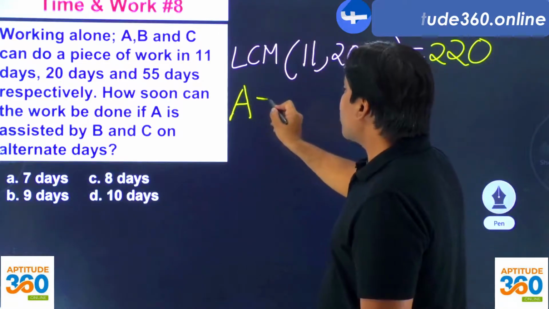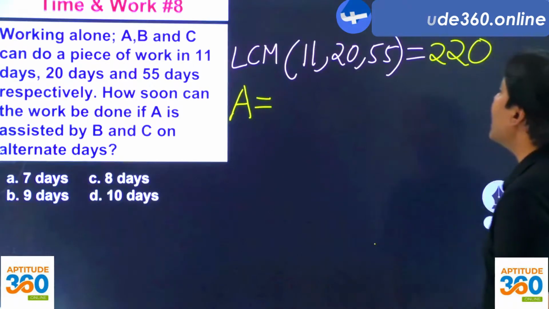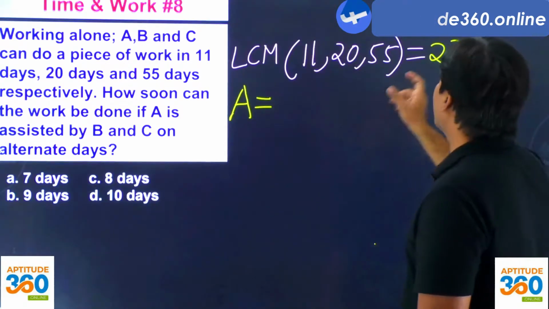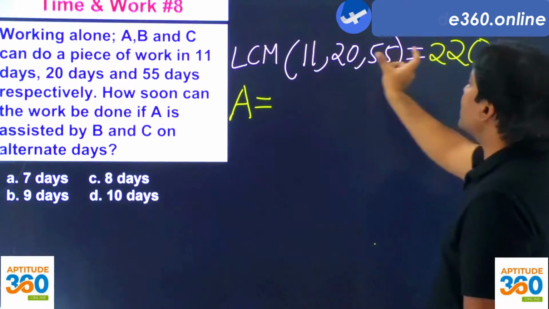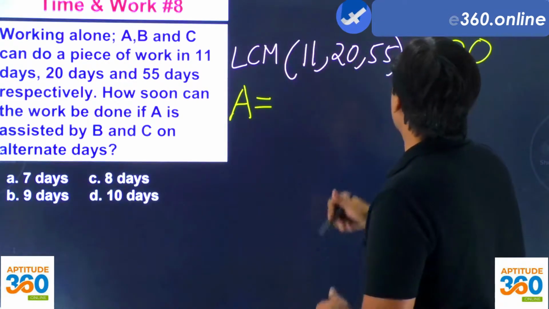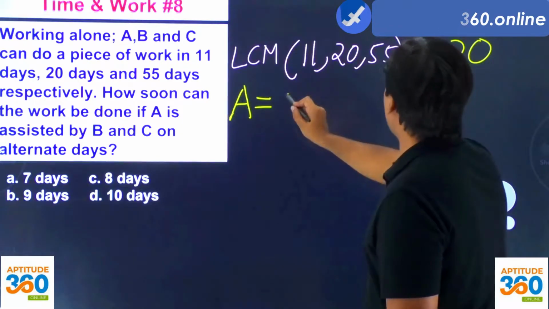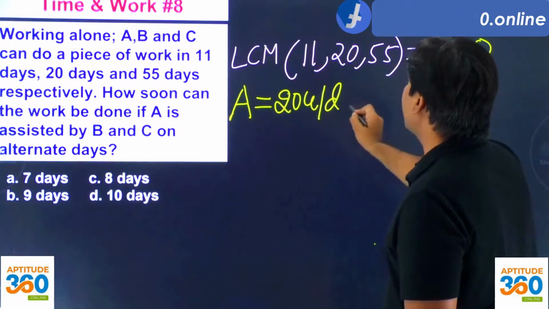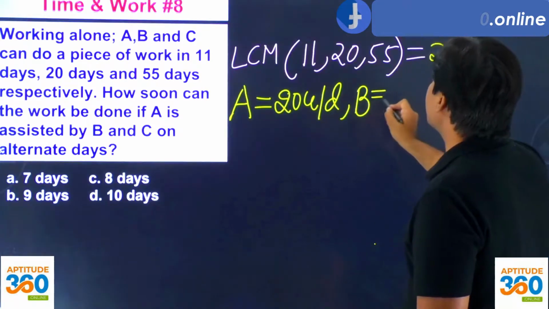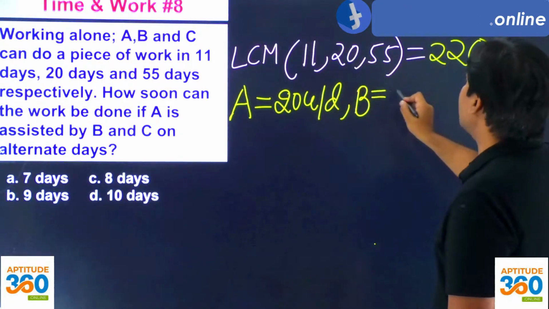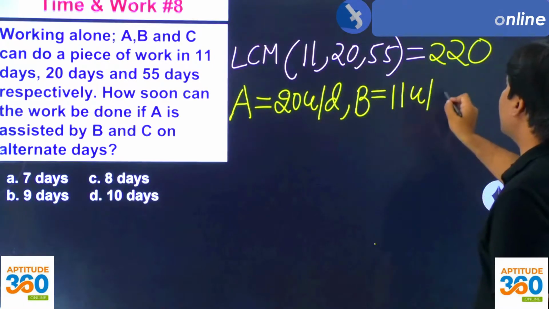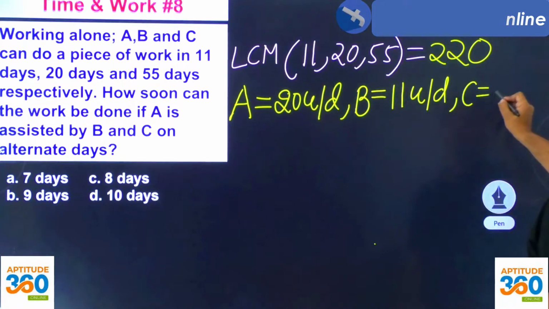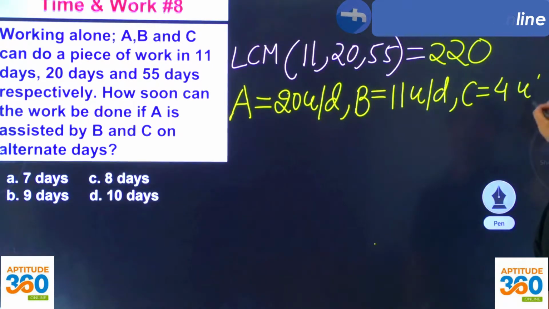और अगर ऐसा हो गया तो अब आप ये देखो कि A कितना काम करेगा एक दिन में, because A does 220 units of the work in 11 days. So it is going to be 220 upon 11, 20 units per day, whereas for B it is going to be 220 upon 20, 11 units per day, and C is going to be doing 4 units per day. Do you understand?